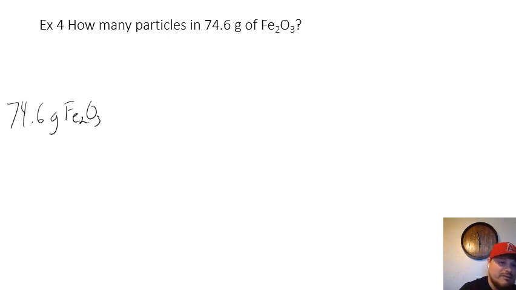Oh, that's an ugly O. Let's make that prettier. Oh, my eraser's not working. One more time. Nope, all right, forget it. It's going to look like a 6. I don't care. All right, and I want to find out how many particles there are of iron oxide.